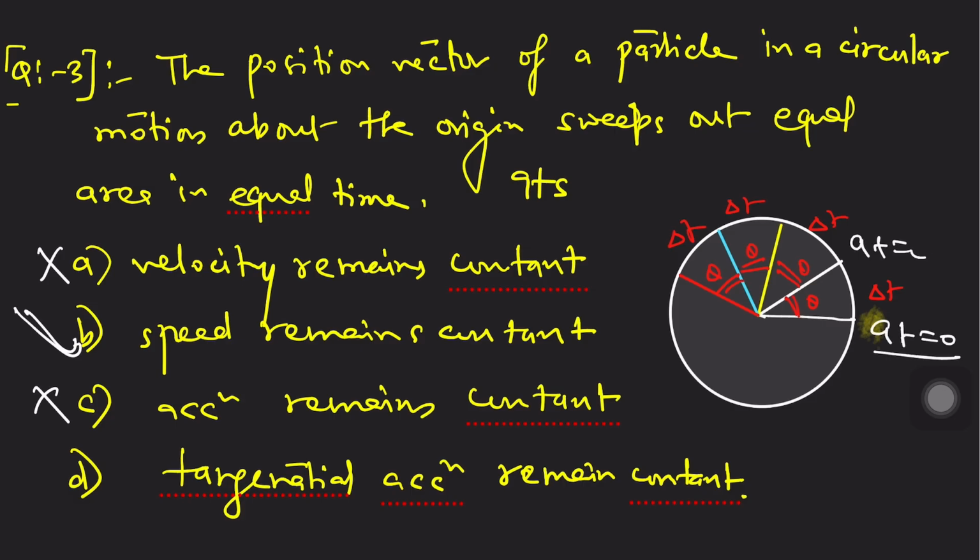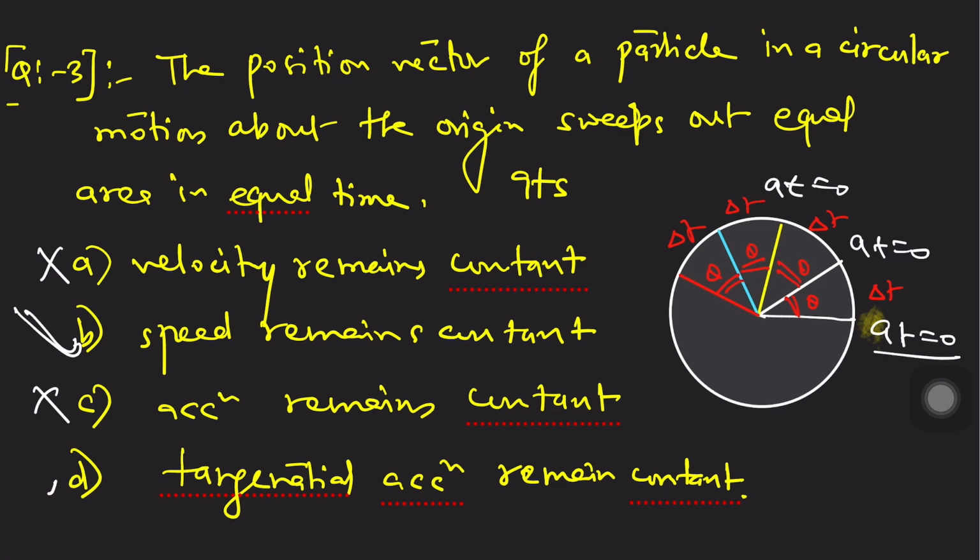Here, a_t will be what? 0. So tangential acceleration is what? Magnitude wise, 0. And the direction of tangential acceleration we can't define, because it is a null vector. So any direction we can take. So we can directly say that tangential acceleration remains constant, because its value is 0. It is a null vector. So yes, it is a constant thing.